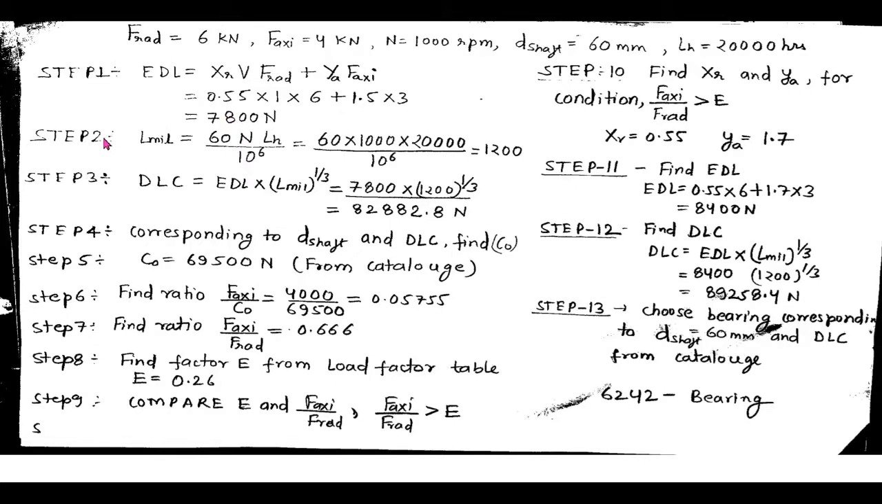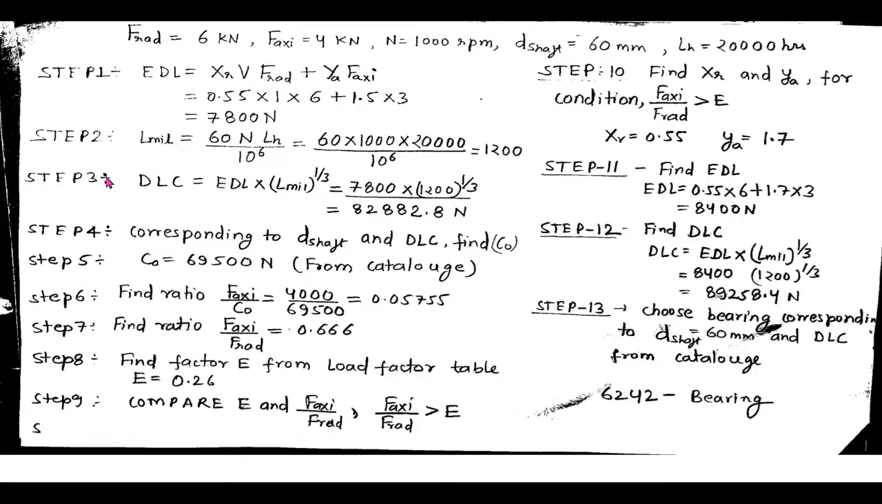In step number 2, we will calculate the life in million revolutions. For this I have to substitute the speed of the shaft in RPM here, and the life in hours we have to substitute as 20,000 hours. So we will arrive at 1200 million revolutions. So we will calculate the life of the bearing in million revolutions.